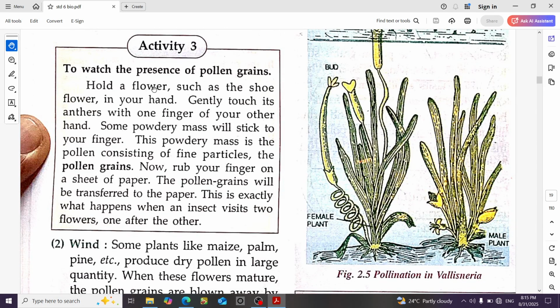To watch the presence of pollen grain, hold a flower such as a shoe flower in your hand. Gently touch the anther. Some powdery mass will come out. Those are nothing but the pollen grains.